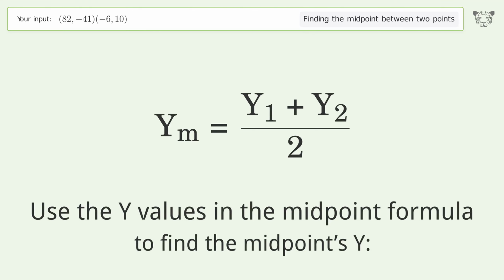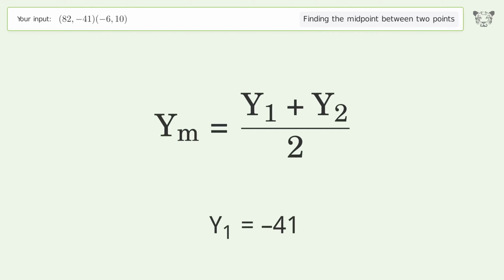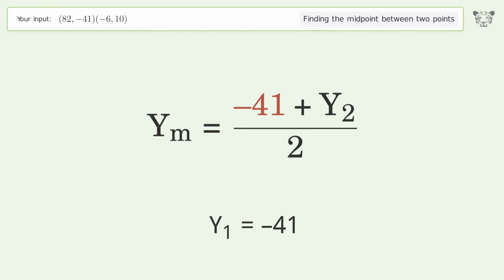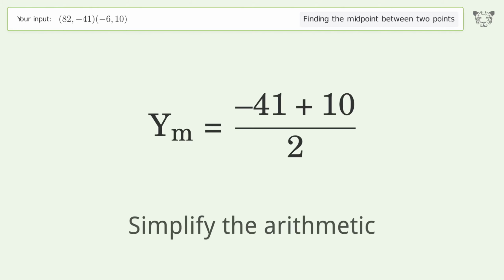Use the y values in the midpoint formula to find the midpoint's y. y1 equals negative 41. y2 equals 10. Simplify the arithmetic.